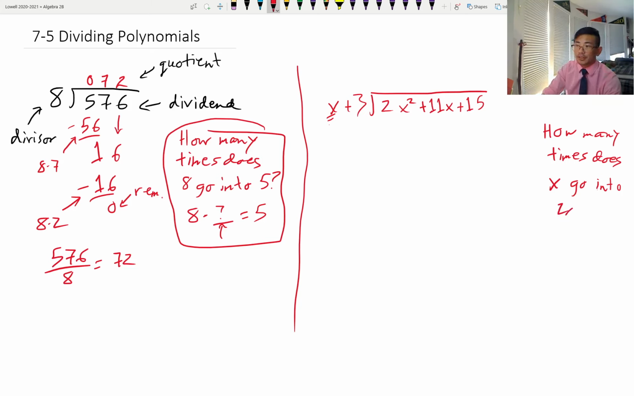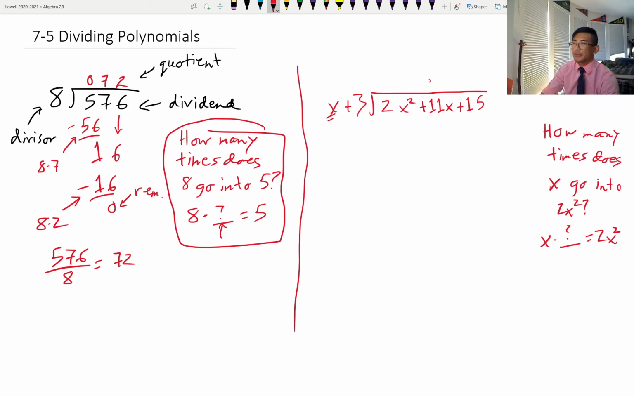Go into 2x squared. Now it sounds kind of awkward when we ask it like that, but if we think back to the way we drew out the equation, it's really just saying x times what gets me to 2x squared. Okay, that's actually not so bad because we know that is going to have to be 2x. x times 2x gets us 2x squared. So I'm going to put that in.